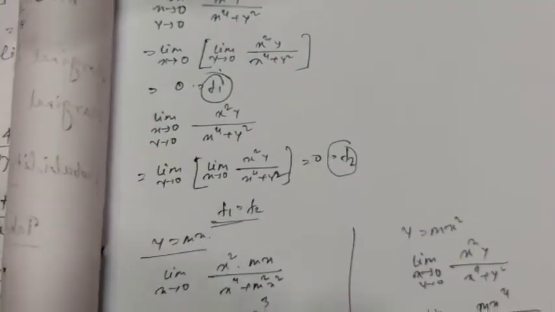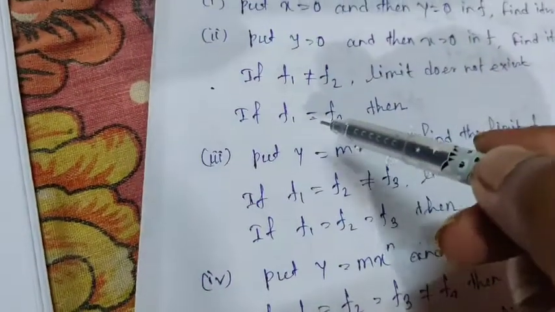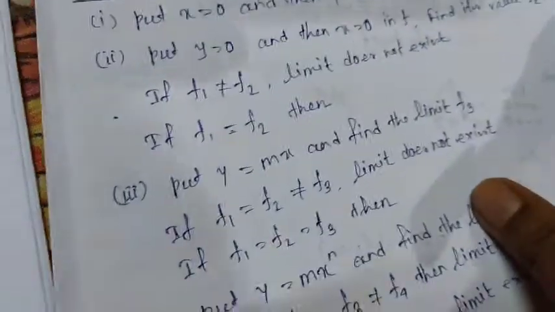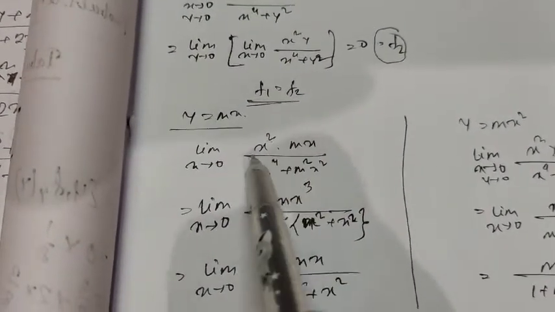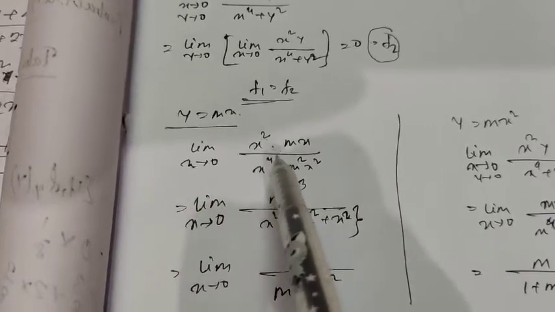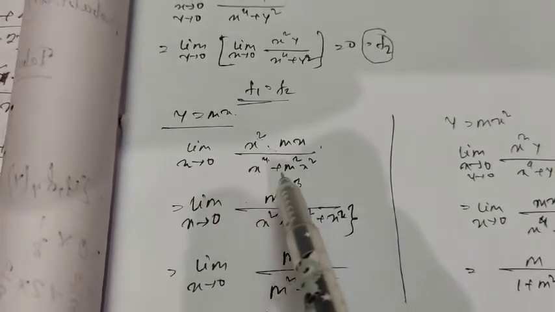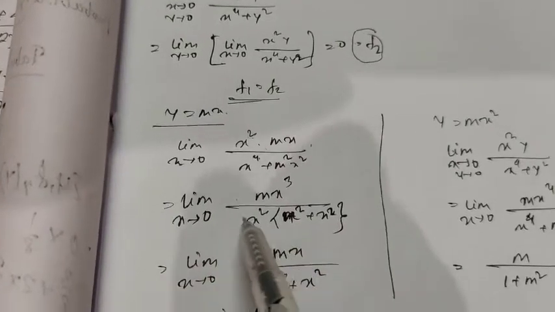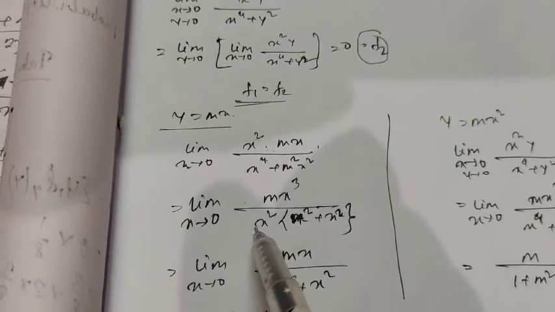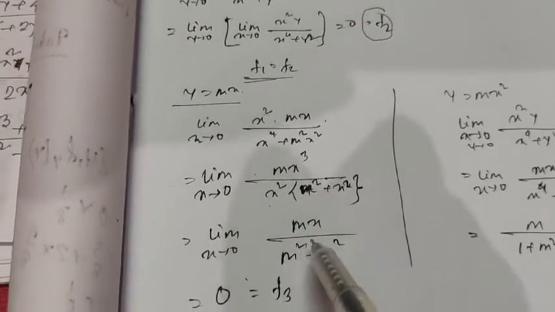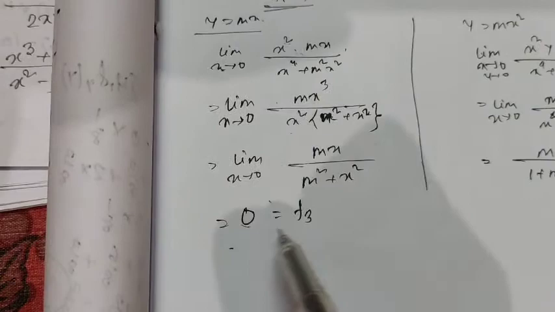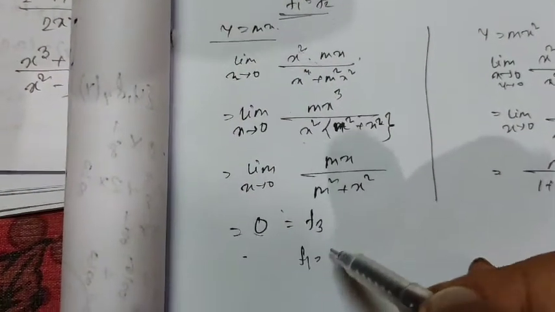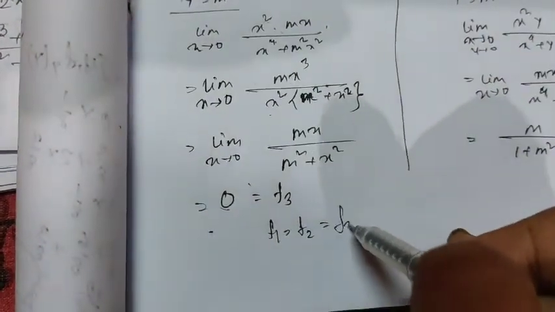So now by the condition, if f1 is equal to f2, then we have to put y is equal to mx in the given function. If we put y is equal to mx, we get limit x tends to 0, x square into mx by x to the power 4 plus m square x square. So what do we get? Limit mx cube by, if we take x square common, m square plus x square, and here we get mx by m square plus x square. So here we get 0 is equal to f3. So now we can say that f1 is equal to f2 is equal to f3.